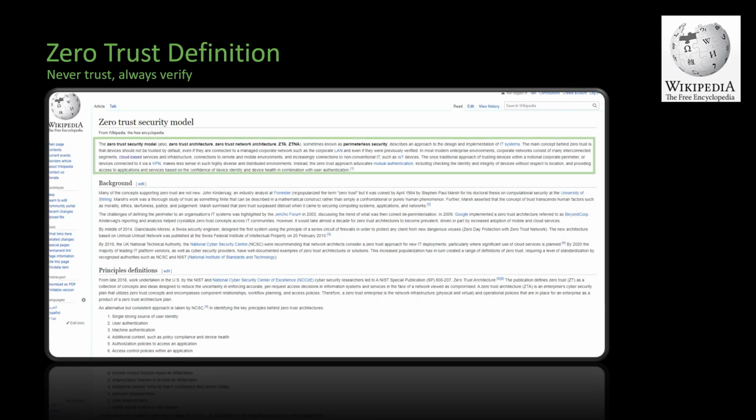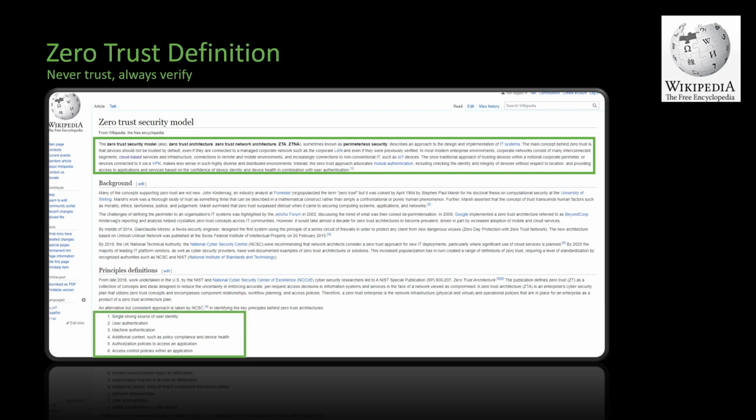And so if we really look at what zero trust means, it's ultimately never trust and always verify. And if you look at some of the terminology, it's zero trust architecture, zero trust network architecture, perimeterless security. Try to say that 10 times. It's almost impossible. At least it is for me. But you can see these are other names that highlight what zero trust security model is.